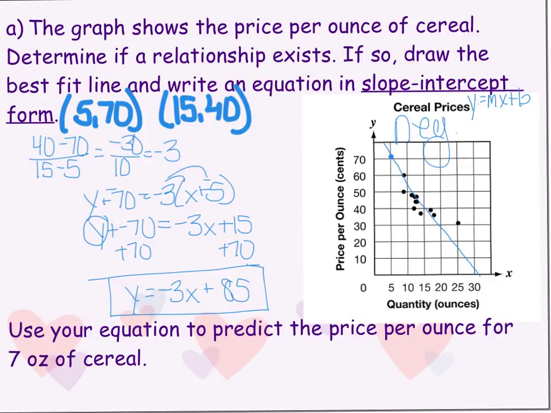Then from here, we're going to go through and make a prediction. So the next part says use your equation. You're going to use this equation that we just found, and we're going to predict the price for 7 ounces of cereal. Basically what that means is you're putting 7 in for x in your equation. So I'm going to write my equation exactly as I see it. Instead of the x, I'm going to put in the 7. So when you're making the prediction, you're putting that number in for x.